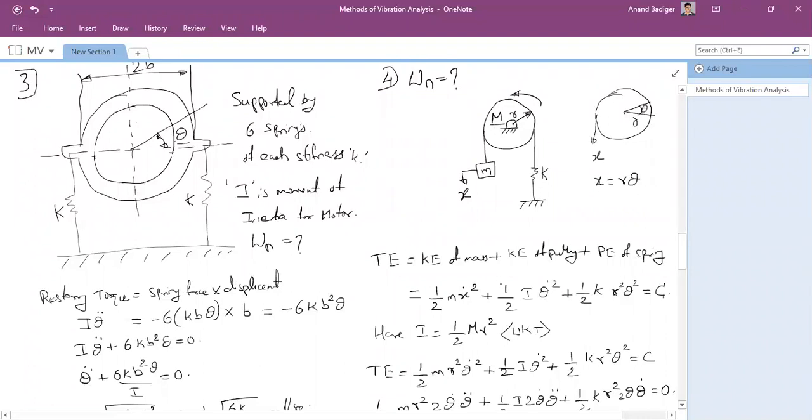So if you look into this equation over here, which I have written here, it will become half I theta dot square. Whereas this particular small m mass is going to only displace. It is not going to rotate. It is just going to displace in the x direction. That is why for this I have written it as half m x dot square. Okay, so these are the two equations of the kinetic energy, whereas there is only one spring. So for that you will get one potential energy, which is half k r square theta square.